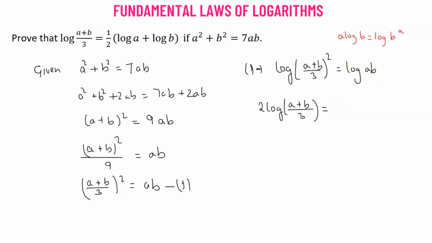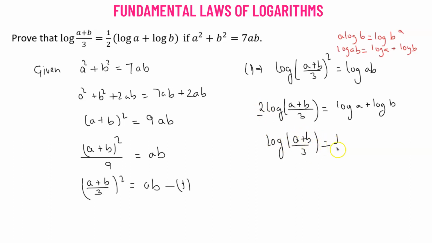So here, log of a times b can also be expanded using another property of logarithm. The log of a times b is simply log of a plus log of b. So that means we get log of a plus log of b on the right hand side. Now we'll divide both sides by 2 to get rid of this 2 on the left hand side. So we have log of (a plus b) over 3 equals 1/2 multiplied by (log of a plus log of b). So this is what we are asked to prove.